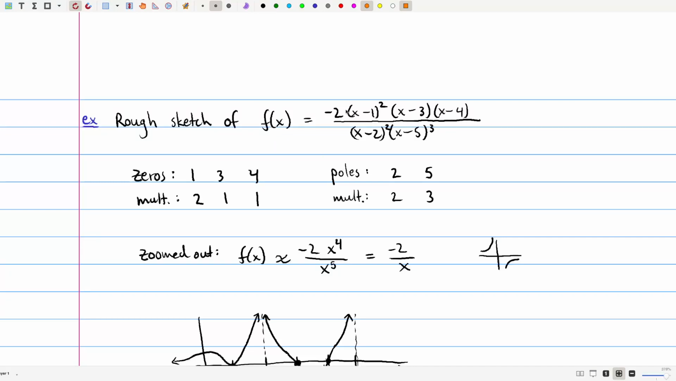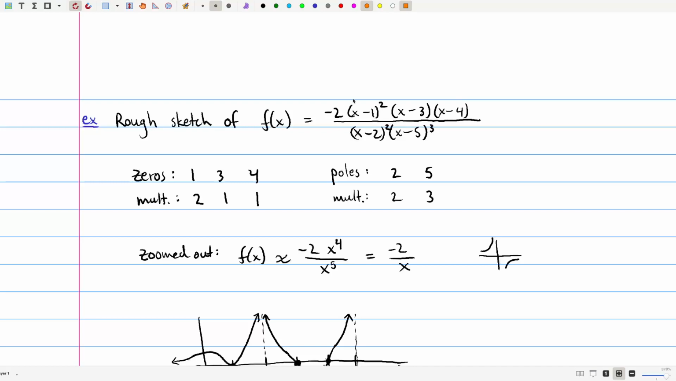So let's do a rough sketch of this rational function, all factored out with no common factors. Let's look at the numerator. There is a 0 at 1, 3, and 4 with multiplicities 2, 1, and 1. So that's this first table. And the denominator shows poles of 2 and 5 with multiplicities 2 and 3. What does the zoomed out approximation look like?